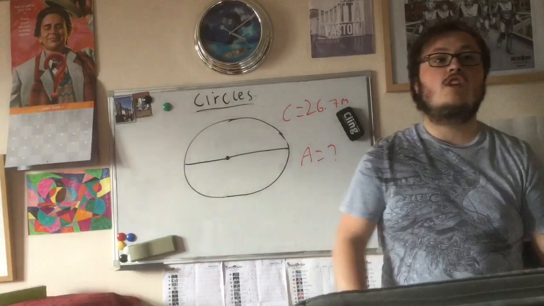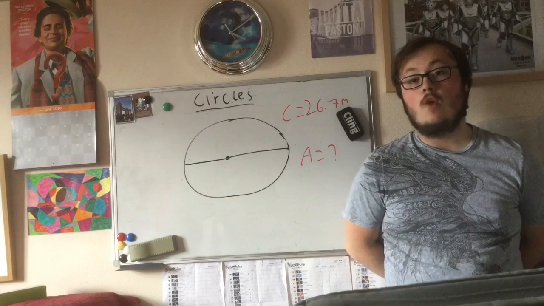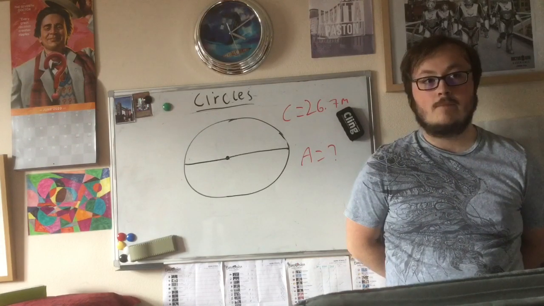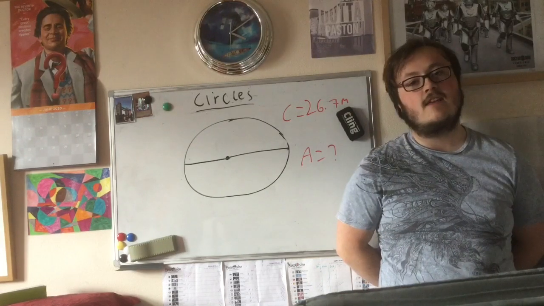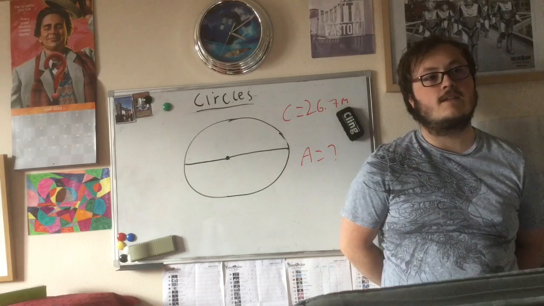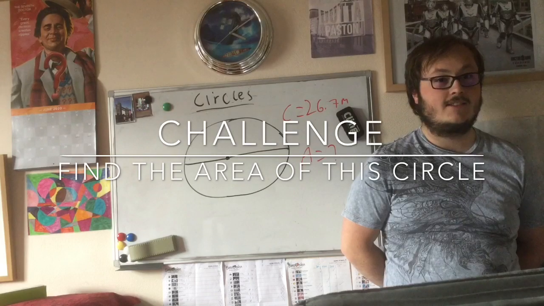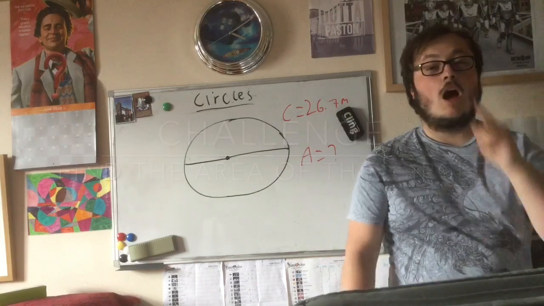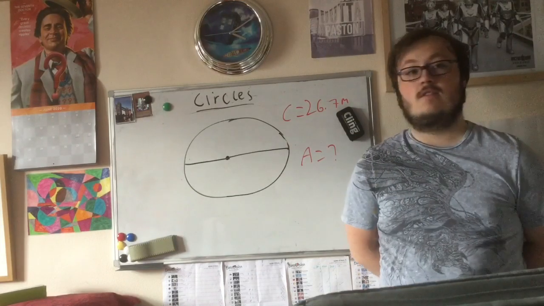So here is your challenge for today. I have a circle. The only thing I know about this circle is that the circumference is 26.7 meters. What's the area of this circle? You'll have to do a bit of working out to find this. I'm intrigued what you've got to do. I want this area to 2 decimal places like the circumference.